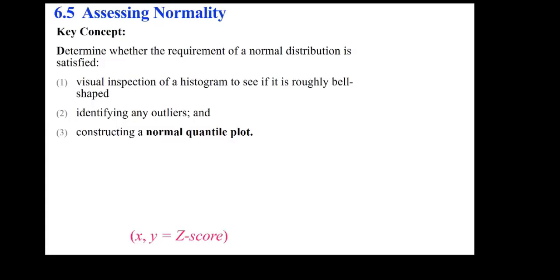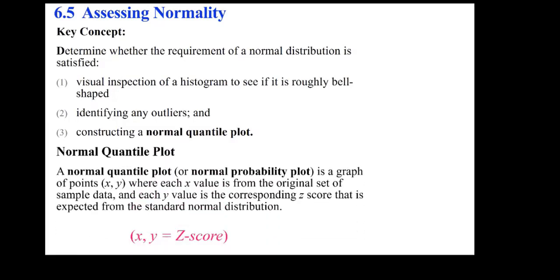Okay. So what is a normal quantile plot? A normal quantile plot or normal probability plot is a graph of points x comma y, where each x value is from the original set of the sample data. And the y value is the z-score corresponding to that sample data that is expected from the standard normal distribution. So x is the value of the piece of data given, and then we calculate its corresponding z-score.